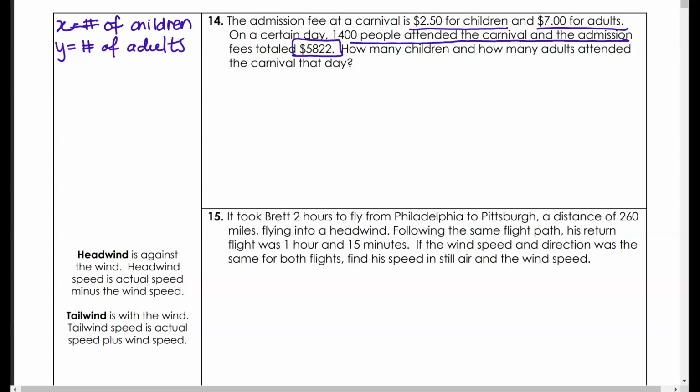Okay, so this is telling me that that particular day we had a total of 1,400 people. Well, children plus adults together are people, so X plus Y is 1,400. We know how much revenue they made because they made $5,822 off of the admissions tickets. So a child would cost 2.50X plus 7Y would equal 5,822.